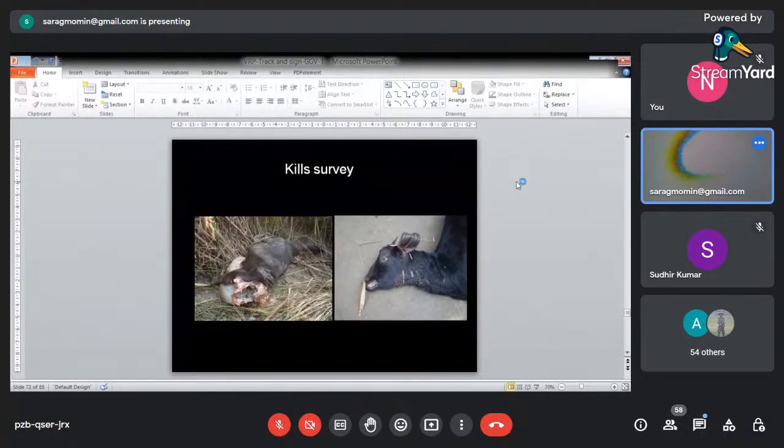Look at, compare these two domestic animals. This one is a domestic buffalo, this one is a domestic goat. Both were killed by a wild animal. So, seeing these two dead carcasses, you have to identify the predator species.